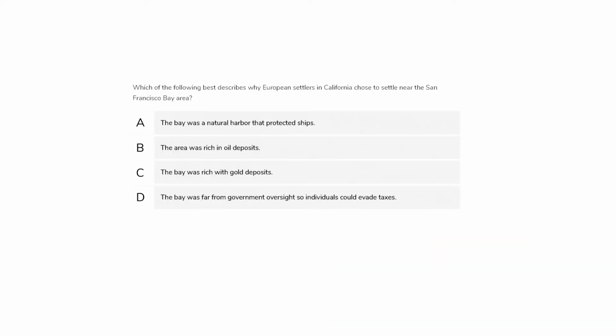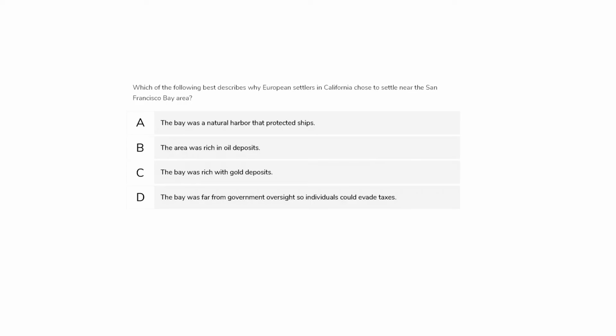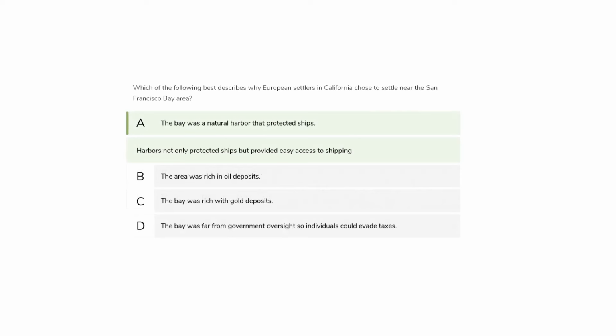Let's look at one from geography and culture. Here's one of those tricky human migration questions. Which of the following best describes why European settlers in California chose to settle near the San Francisco Bay Area? Social studies exam tip: water's a big deal. One of the most important features when settling a new land is the creation of a harbor so that goods can be shipped in and out without worrying about the big waves of the ocean. So when the first settlers arrived in California, one of their highest priorities was establishing a harbor for trade, and the San Francisco Bay Area is a natural harbor. That means this is the correct answer.